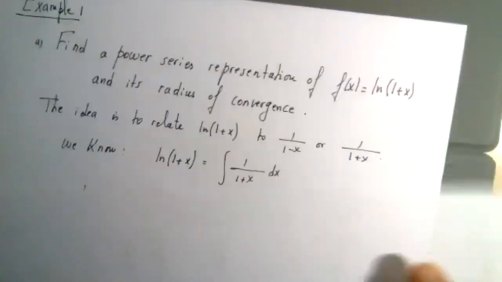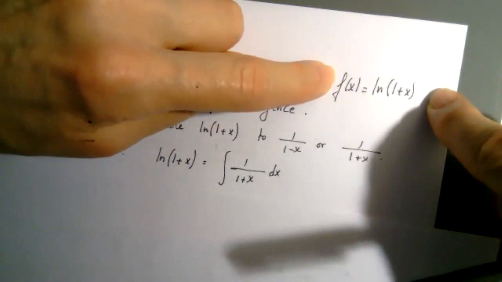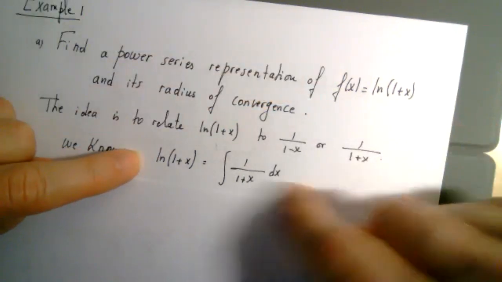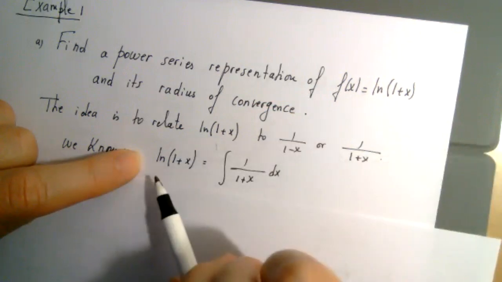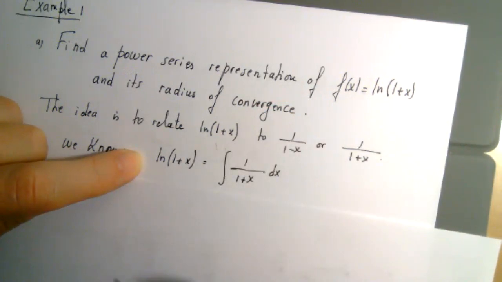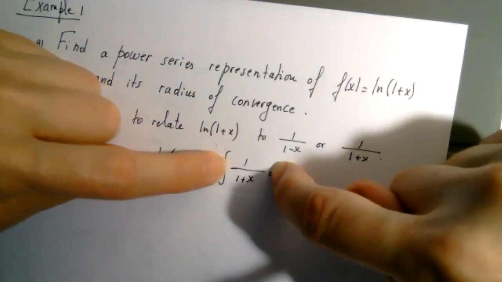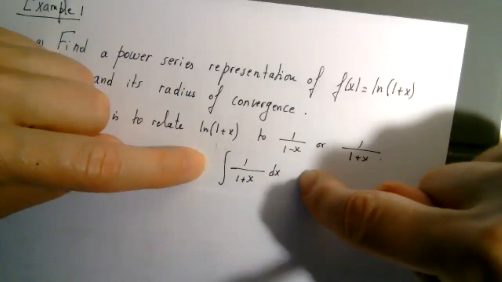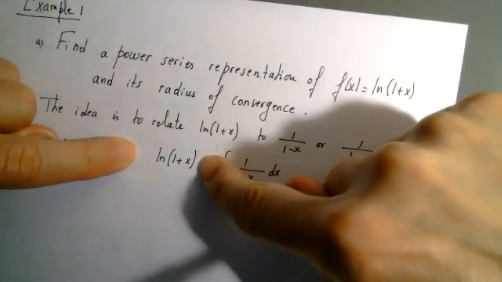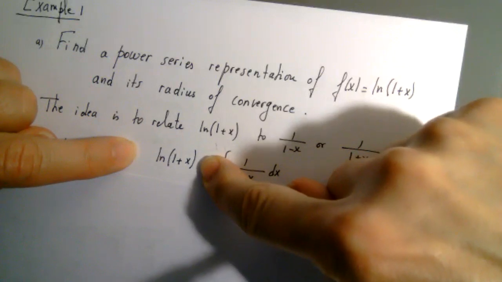So that's my first step. I have to relate the function I want to something I know. And the relationship here is that the ln of 1 plus x is the antiderivative of 1 over 1 plus x. Now I know the power series of that. If we take term by term integration, I will know the power series of ln of 1 plus x. That's really how we're gonna do those problems.